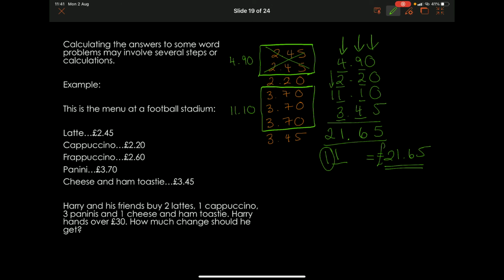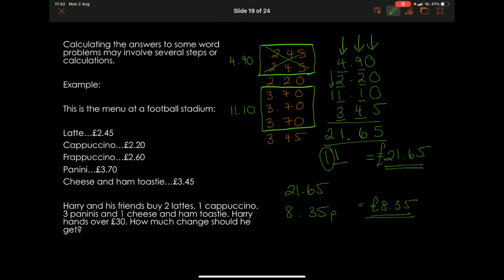Okay. But it says how much change should he get? Now again, this is up to you how you want to work this out. You could either think, okay, well, I know that if he spent £21.65, there's only 35 pence left up to £22. Okay. So he'll get his 35 pence, and that takes us up to £22. And then from £22 up to 30, it's £8. So altogether, his change would be £8 and 35 pence. Okay, and we'd write that as £8.35.